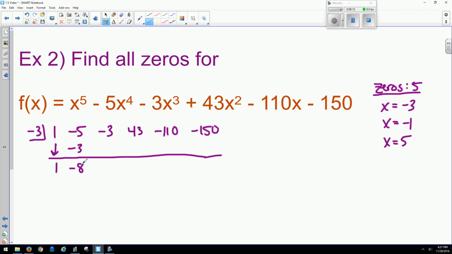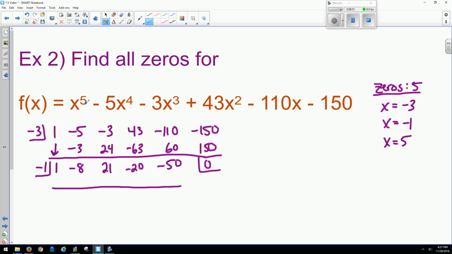Multiply, add, multiply, add, and so on. And so we get a positive 150 here, which gives us a remainder of 0. So at this point, we could write this into another polynomial, but I'm just going to actually keep going with synthetic division. I'm going to take my next root, or my next 0, same thing, and that's -1. And I'm going to go ahead and do synthetic division again.